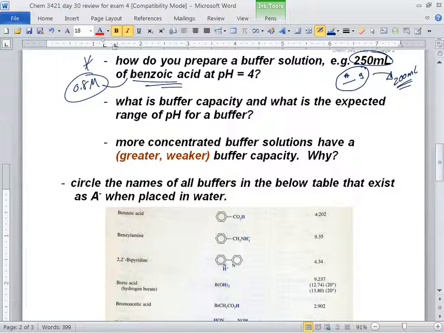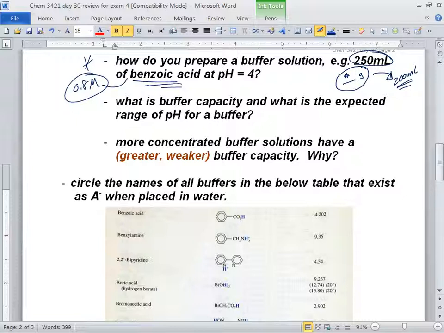Because the pH is just bouncing around. It's at equilibrium the whole time. You adjust the pH too high, too low, too high, too low, until you finally nail it at pH 4. Then once you get at pH 4, hopefully you're close to 250, so the pH won't change as you bring it up to the mark. That's why you added 200 mils in the first place.